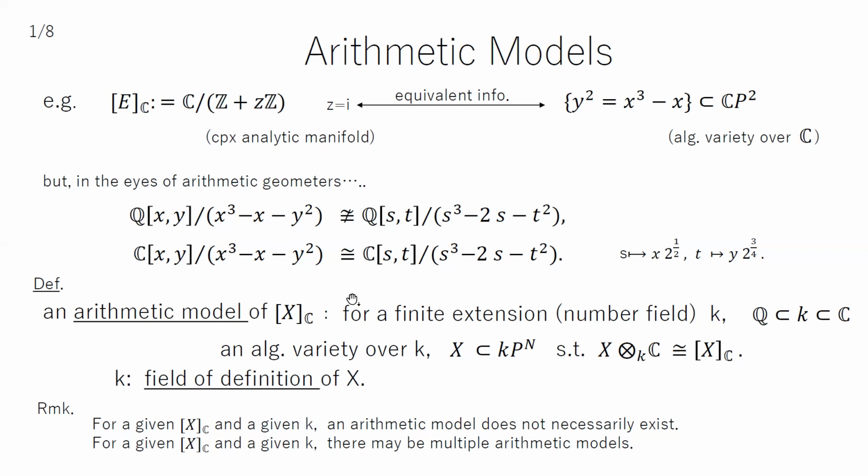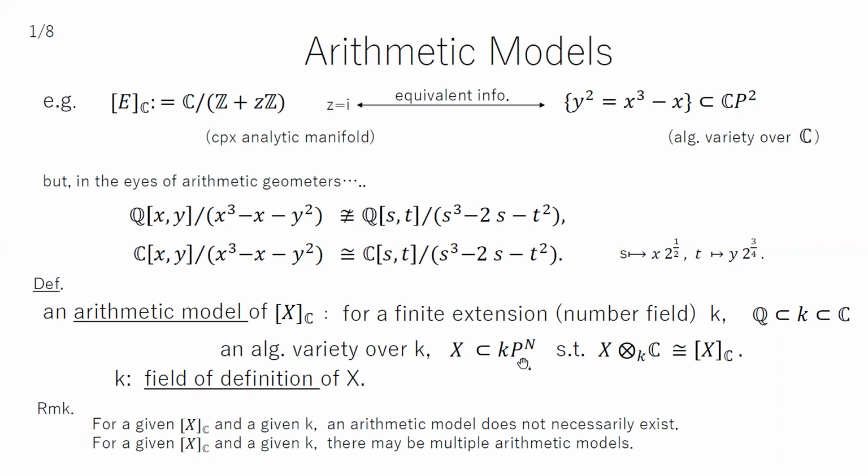So here's the notion of the arithmetic model of a variety defined over the complex number field. Suppose that we have a variety X defined over the complex number field. It's like a subvariety of a complex projective space given by defining equations, where we might use complex numbers as the coefficients. But still, for that complex variety, we can think of a notion of arithmetic model for any number field which sits in between the field of rational numbers Q and the field of complex numbers. So that's K.